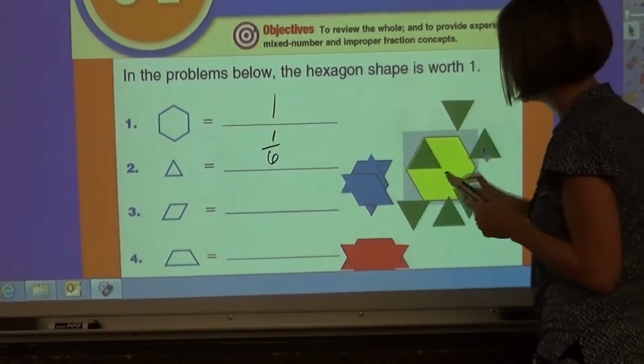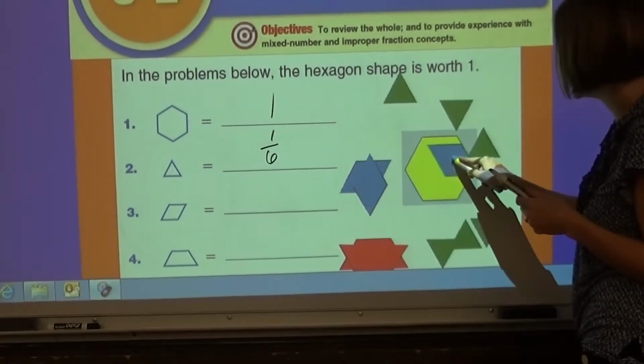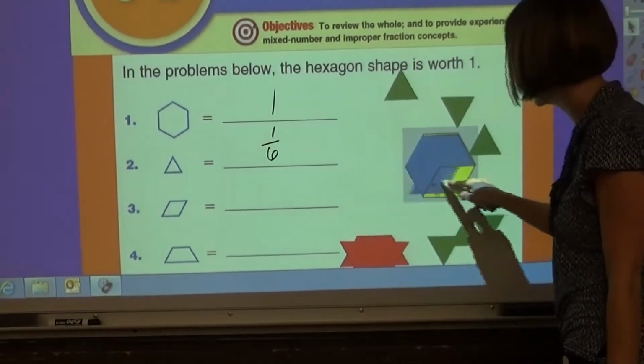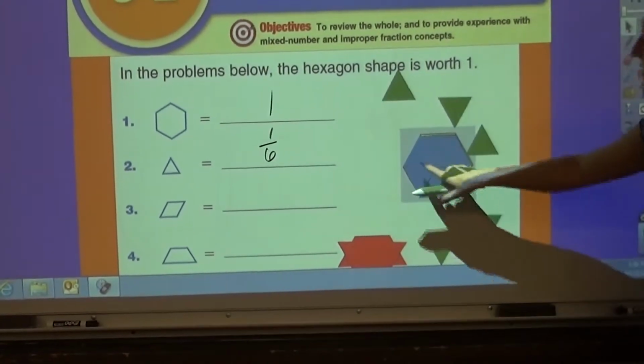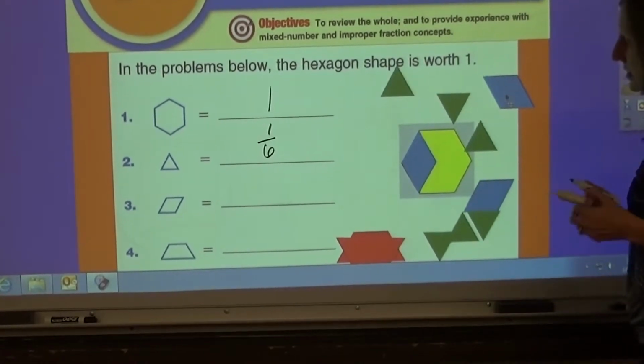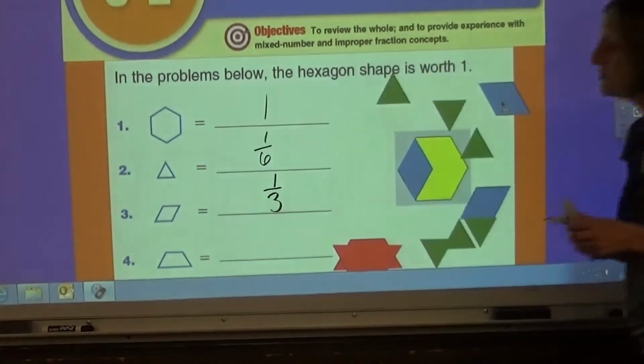Okay, now let's take a look at our parallelogram. Move these in to see how many it takes to fill the hexagon. And I can see that it takes 3. So if I want to know what one of them is worth, it's 1 out of 3. It's 1/3 of the hexagon.